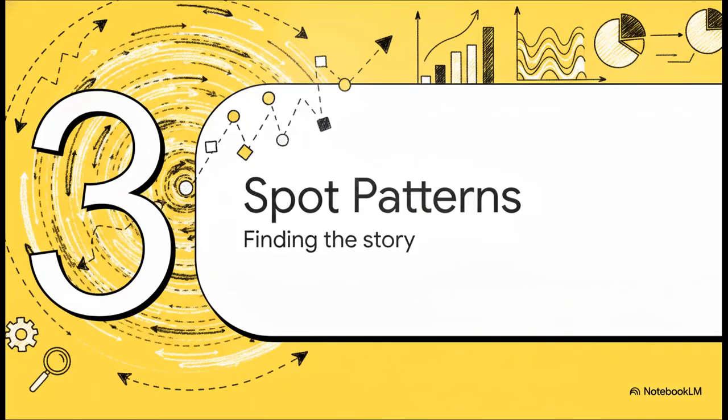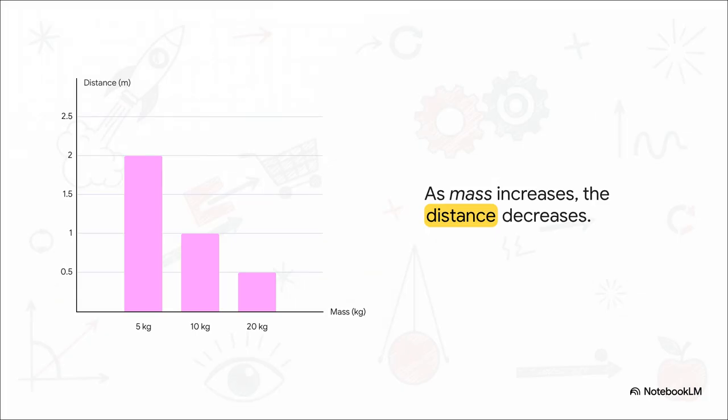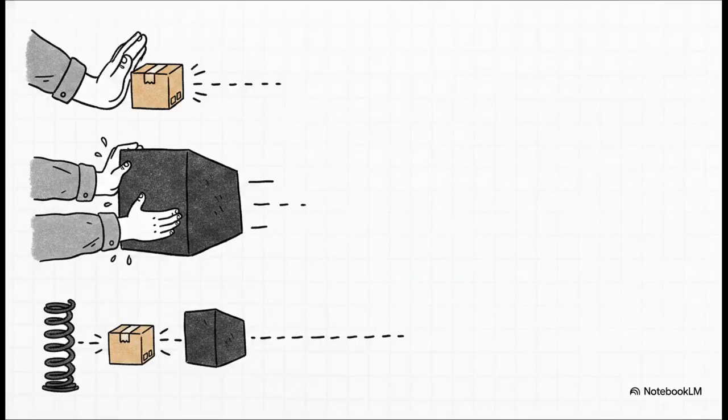Moving right along to Section 3, Spotting Patterns in Motion. When you plot out that data, the cause and effect relationship is just undeniable. It's unmistakable. As the mass increases, the distance drops dramatically. It forms this perfect, predictable downward staircase pattern. And just like that, your data proved some core rules of physics.